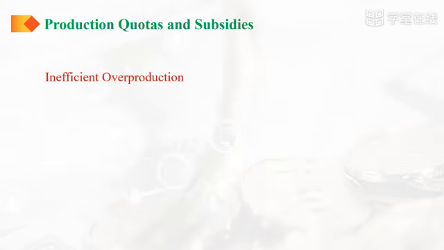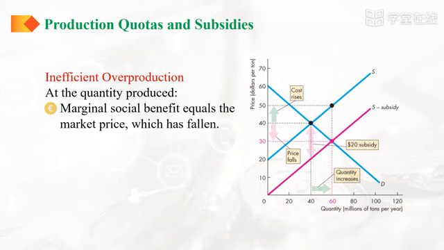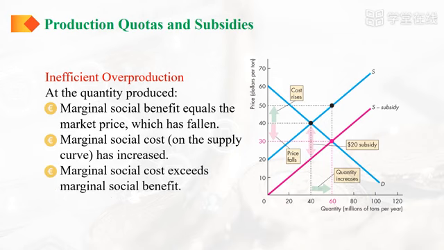Number 5, inefficient overproduction. The subsidy results in inefficient overproduction. At the quantity produced with the subsidy, marginal social benefit is equal to the market price, which has fallen. Marginal social cost has increased and exceeds the market price. Because marginal social cost exceeds marginal social benefit, the increased production begins inefficiency.